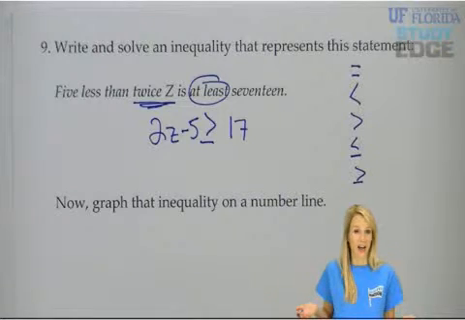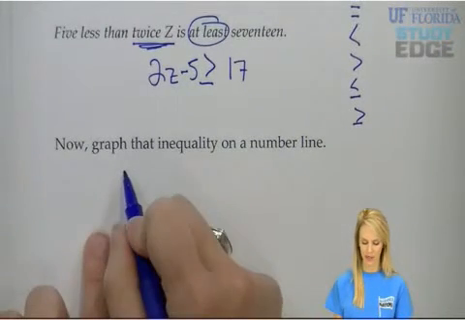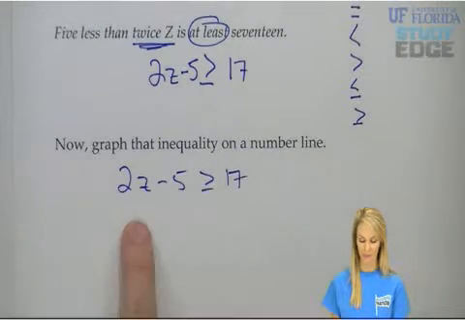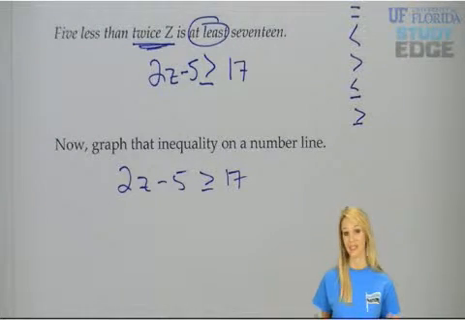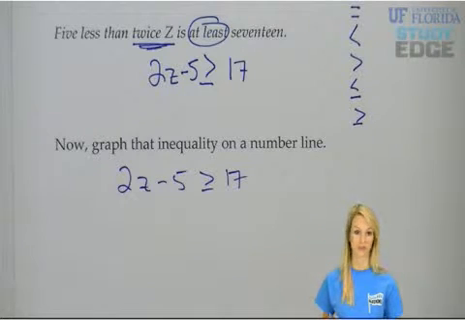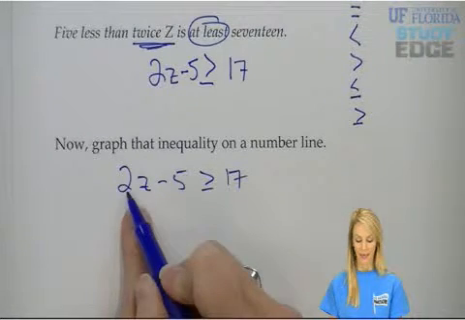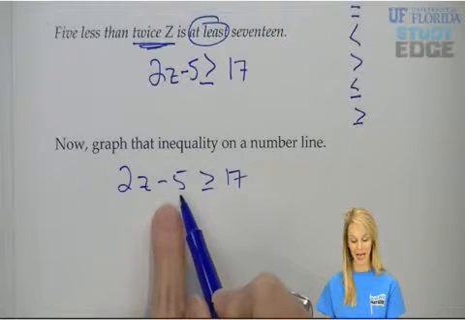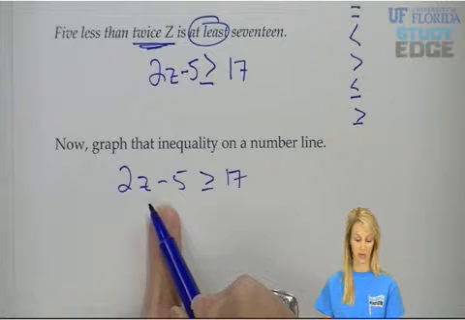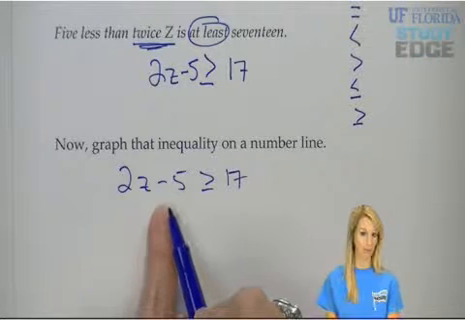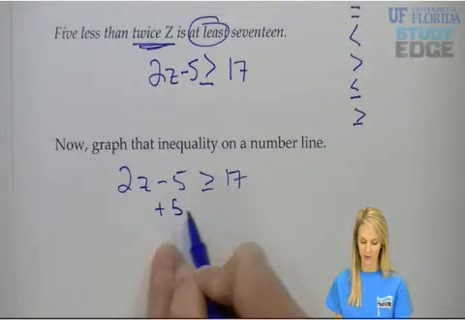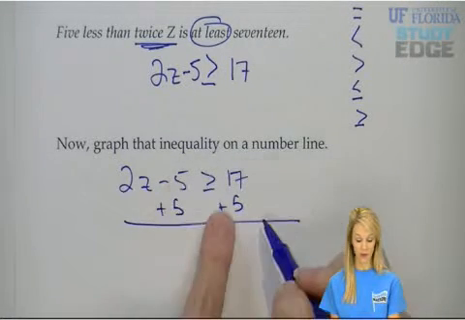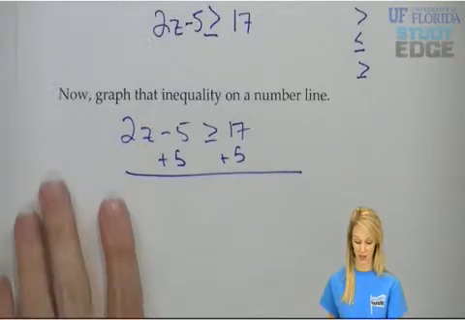Now we just need to solve it and graph it. So I'm going to rewrite it down here and we're going to solve. We have 2z minus 5 is greater than or equal to 17. What we want to do is figure out what z can be. What are those possible values of z? Okay, well, here we have 2z. Whatever term has a z in it, I want to get that term by itself. So we have 5 being subtracted from 2z. If I have 5 being subtracted, what's the opposite? How am I going to get rid of it? I'm going to add 5. Whatever I do to one side, I've got to do to the other side. Same rules in inequalities as with equations.